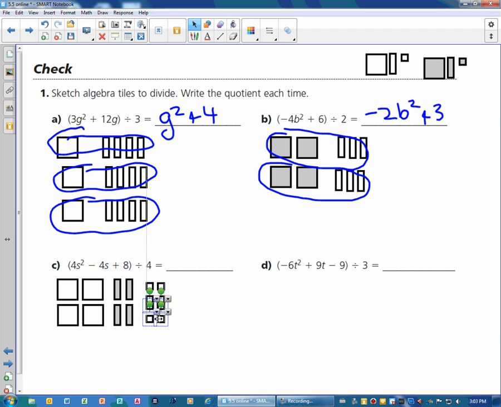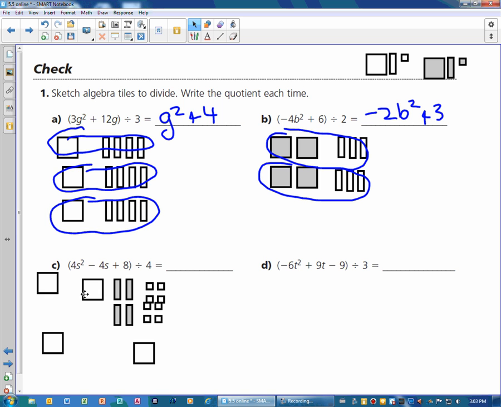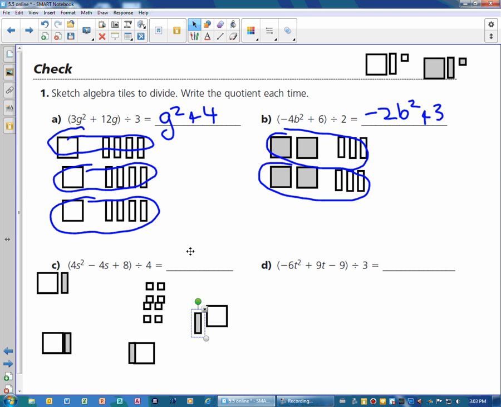Okay. Now, 4s squared minus 4s plus 8 divided into 4 equal groups. Well, I have 4 of these, so each of my groups is going to get one of them. I have to divide these by 4. Clearly, each group is going to get one of those too. And then I've got 8 of these, so each of the group has to get 2 of them.